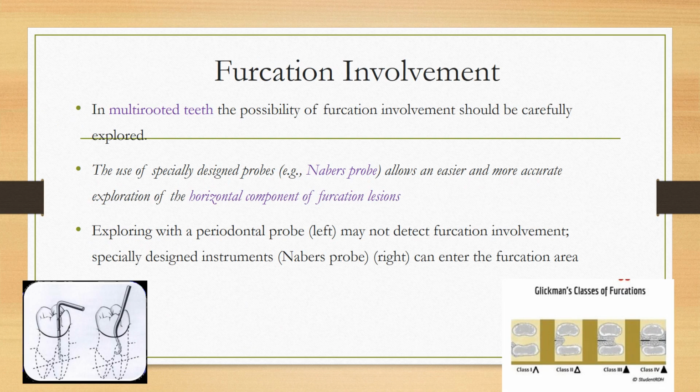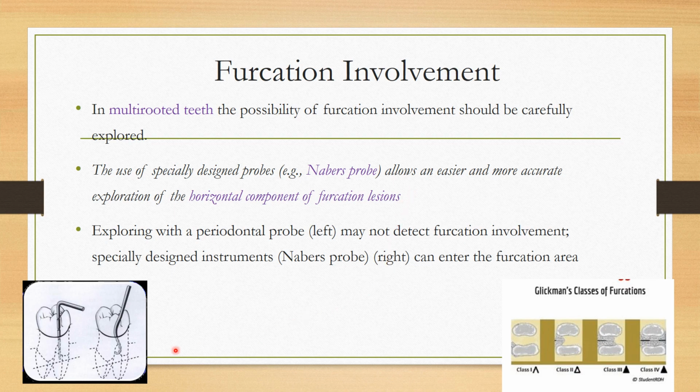Coming to the furcation involvement. In rooted teeth, the possibility of furcation involvement should be carefully explored. If the periodontal disease reaches the furcation areas, that is called furcation involvement. It can be checked by a specially designed probe called the Nabers probe, which allows an easier and more accurate exploration of the horizontal component of furcation lesions.